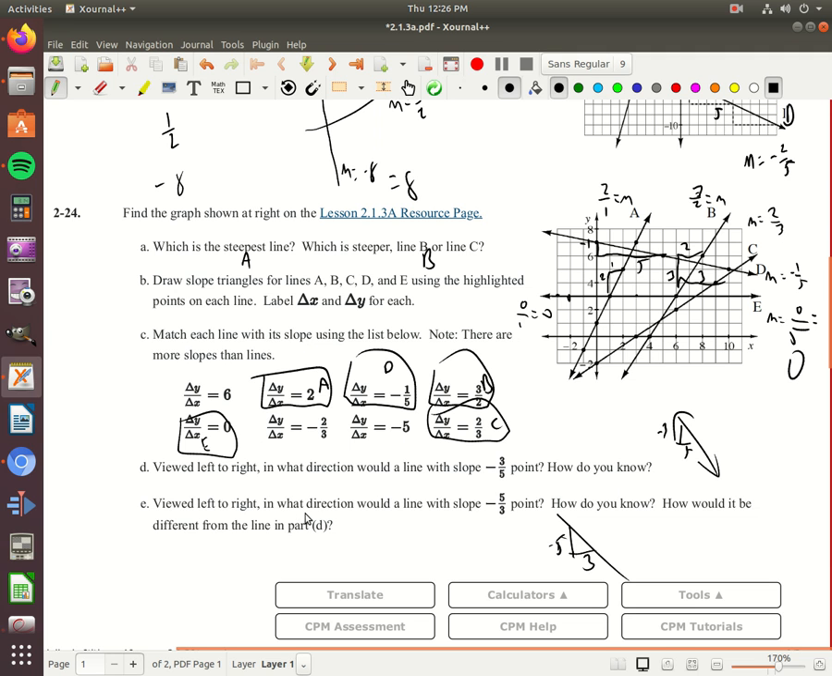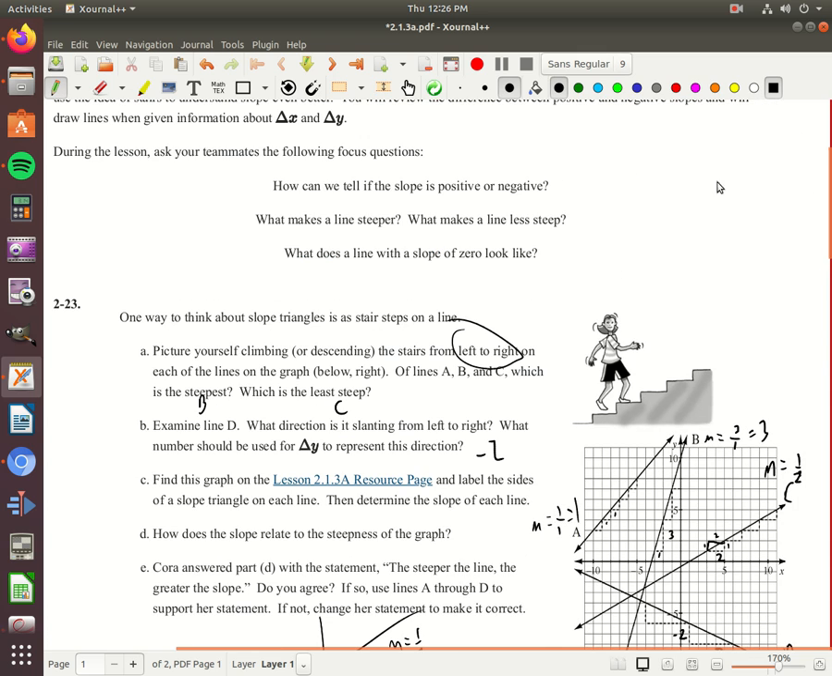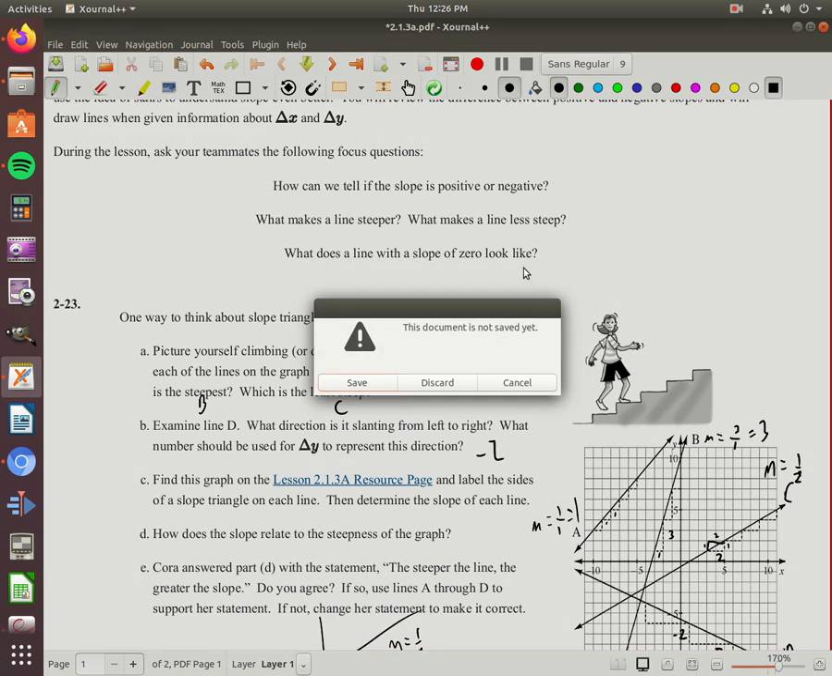How would it be different than the line in part D? This one would be a little bit steeper, right? Because -5/3 versus -3/5, this one has a higher absolute value, so it would be a steeper line. All right, let's go ahead and continue along here to 213 part B.